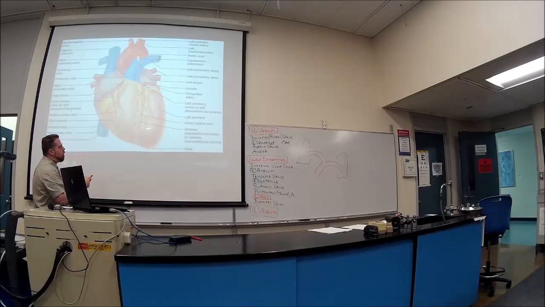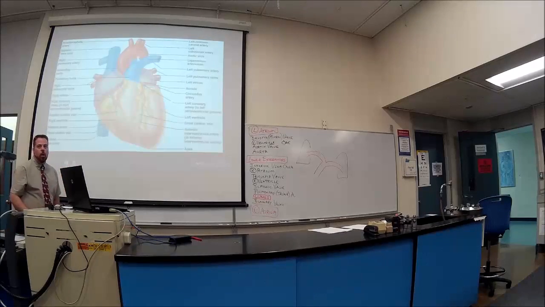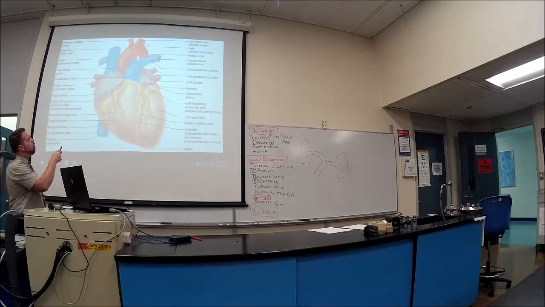The left ventricle is going to receive the blood from the left atrium and pump it into the aorta. This part up here is the ascending aorta, and then you got this arch called the aortic arch, and there's 3 branches that come off of the aortic arch.